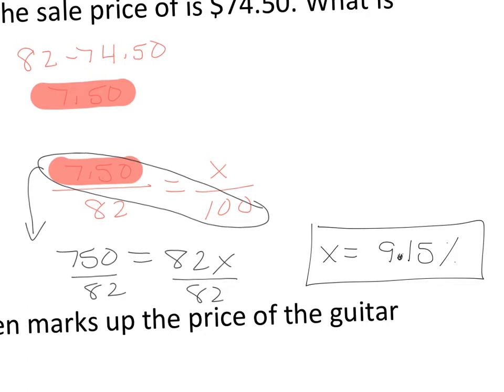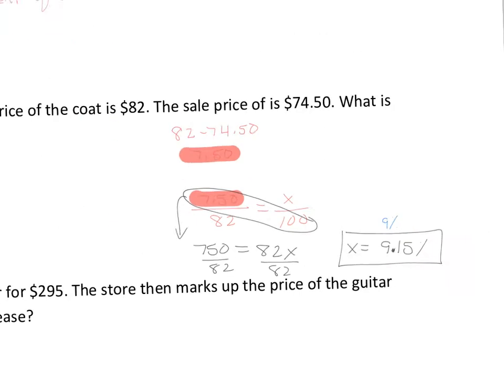Now, pay attention on your homework to the directions, because sometimes they're going to ask you to round to the nearest whole percent, and if that were the case, then you would just call this 9%. Now, on a test or a quiz, though, usually we're going to say round to the nearest hundredth, since that's what we've been working on this whole time, so you're going to want to include that 0.15. So just pay attention to directions on your homework. Is it asking for the nearest whole, or is it asking you for the nearest hundredth?